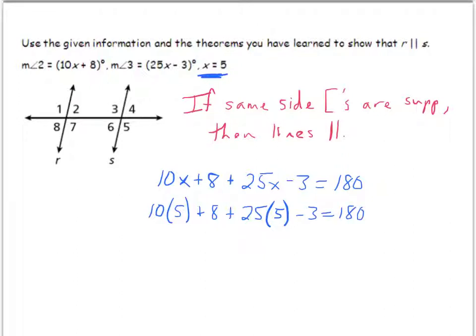So I've got 10 times 5, so I get 50 plus 8. That'll be 58 plus 25 times 5. Well, 25 times 5 is 125 minus 3 ends up giving me 122. And when you add 58 and 122, you end up getting 180. So we did indeed get a true statement. Therefore, this proves to us that R and S are parallel.